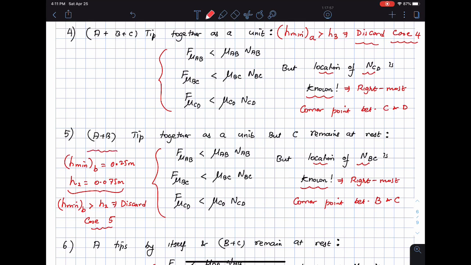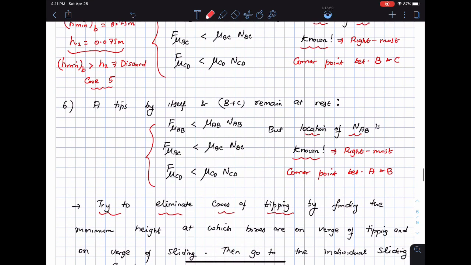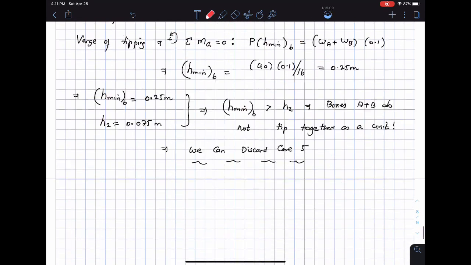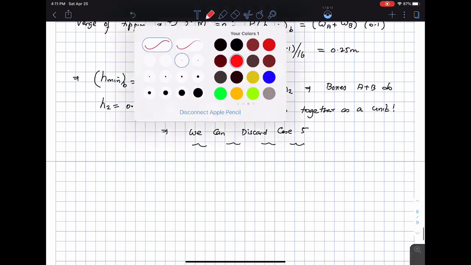Okay, it's a pretty tedious problem, as you can imagine. So my next step is I have to take case 6 and look at it, and see, can I discard case 6 as well. That's my next step. I go back to the drawing board.